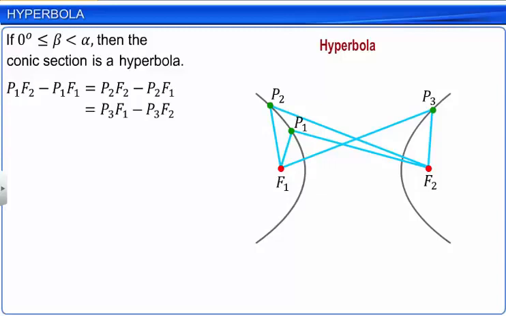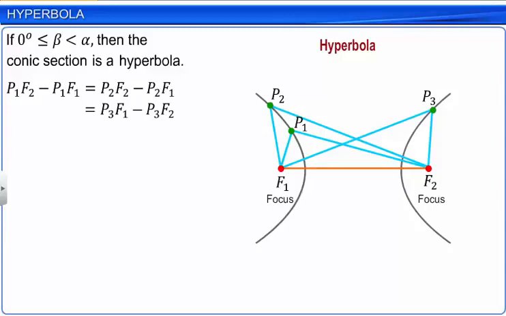Remember that to find the difference between the distances of a point from the fixed points F1 and F2, we always subtract the distance of the nearer fixed point from the distance of the farther fixed point. The fixed points in the plane are the two foci of a hyperbola. They are jointly called the foci of the hyperbola.